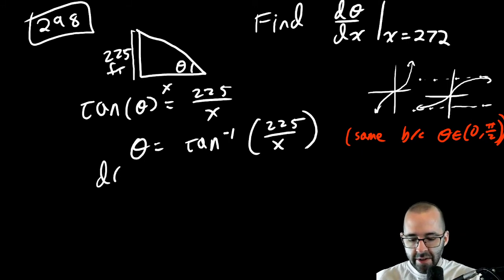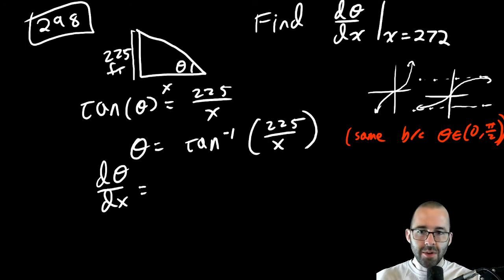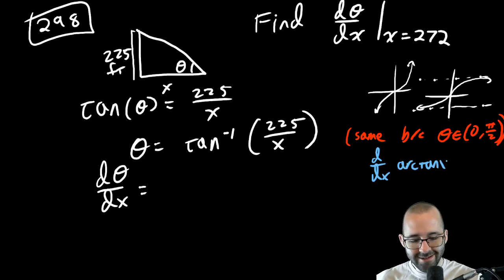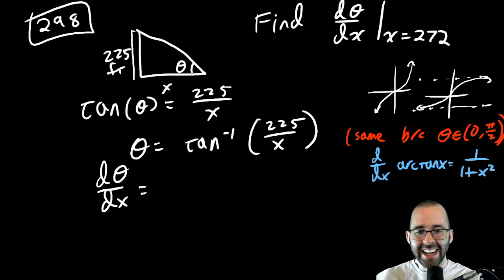Well, now we can find the derivative with respect to x. That's going to be the chain rule. Derivative of inverse tangent is 1 over 1 plus x squared. You can't escape the arctans.